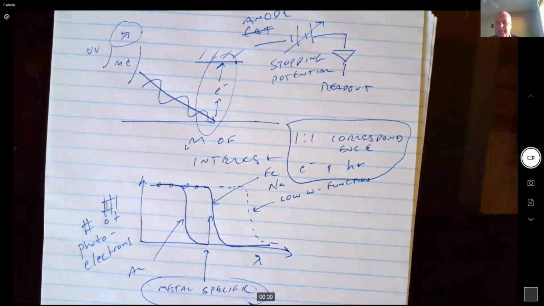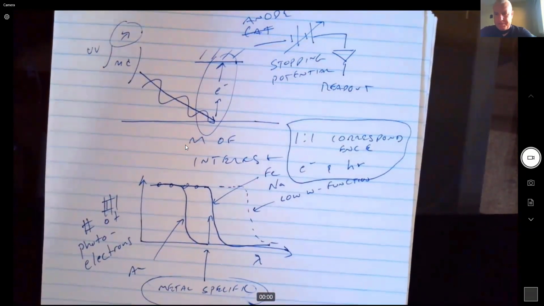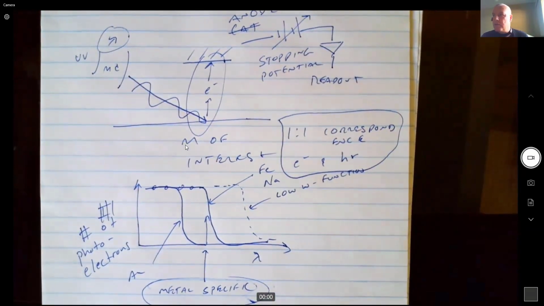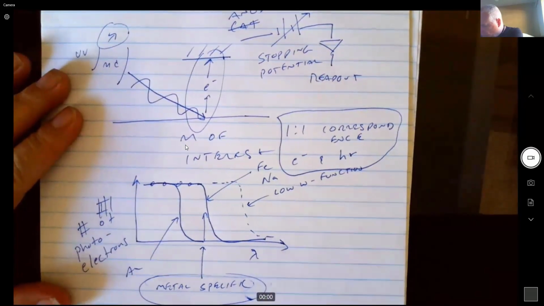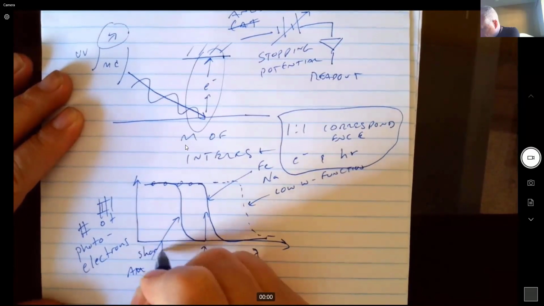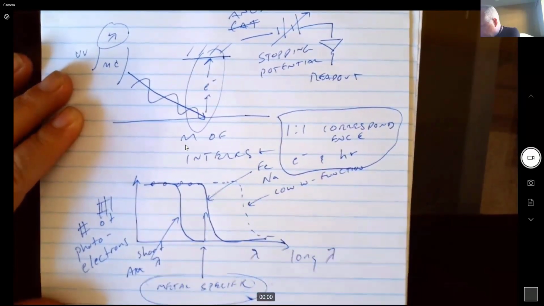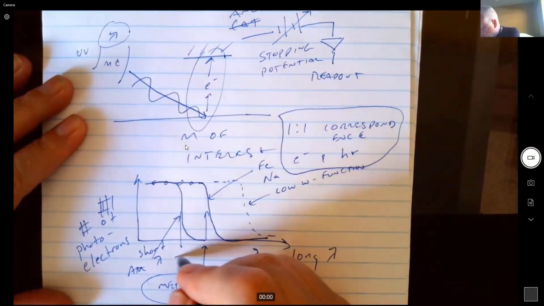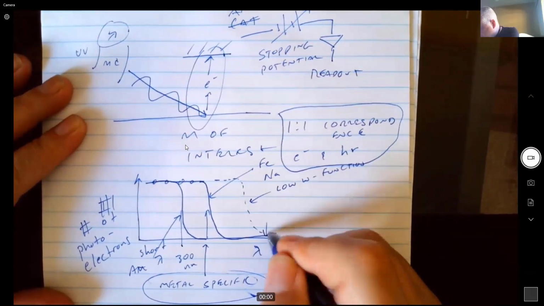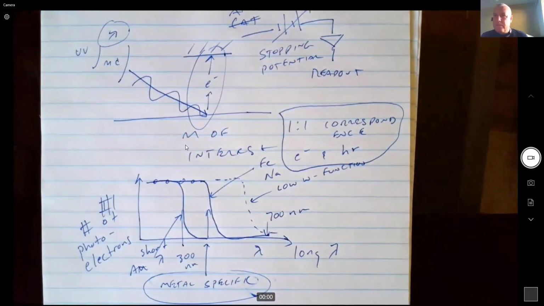Okay. So there is something I'm forgetting here about the stopping potential. I forget what I'm forgetting. Does that make sense? Somebody asked a question about this. So here's the wavelength. This is short wavelength, this is long wavelength. This might be around 300 nanometers here, and this may be around 700 nanometers here or something like that. Does that make sense?